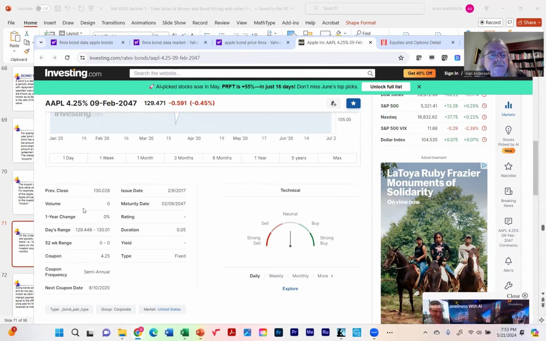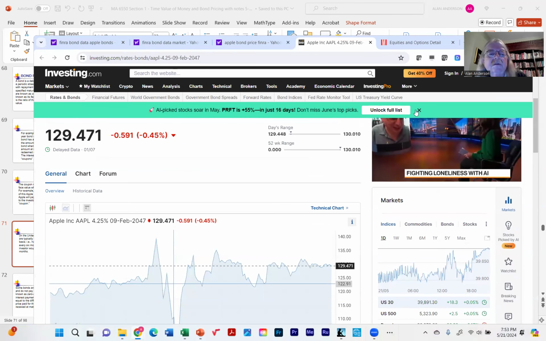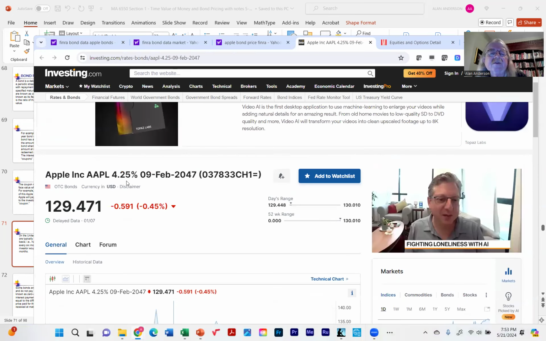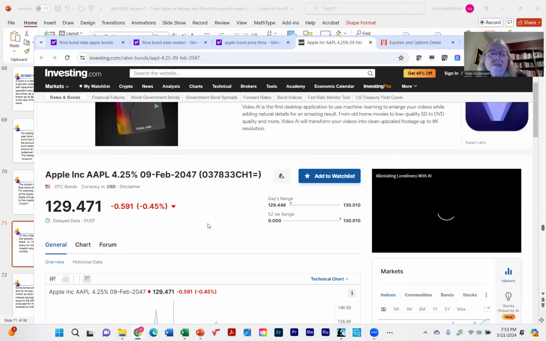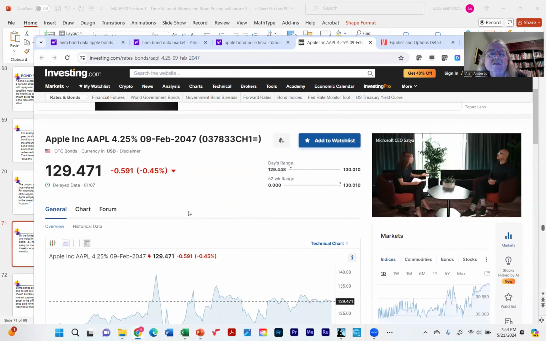And the description tells me 4.25%, that's the coupon rate. So for a $1,000 bond, the annual coupon would be $42.50. The semi-annual would, of course, be half of that, 21 and a quarter. And so you would be getting this coupon payment every 6 months. And if you still held the bond in February 2047, you get your $1,000 back.